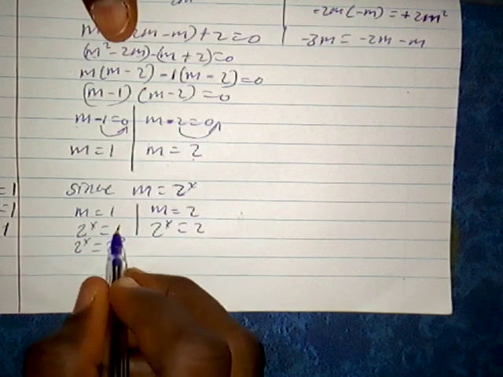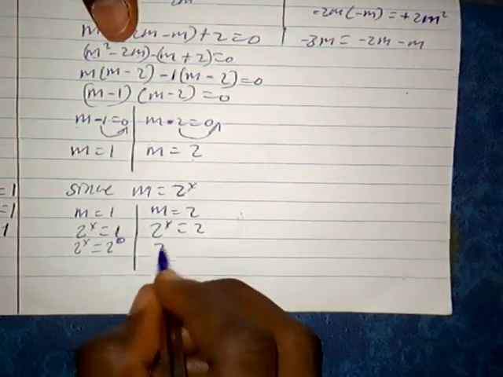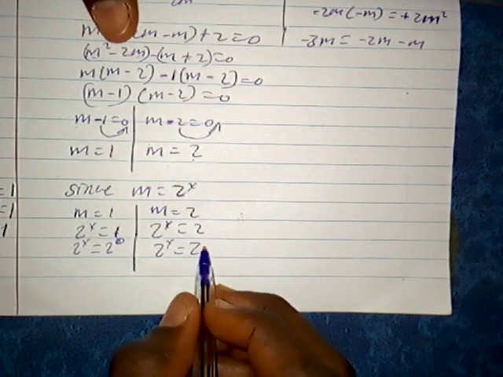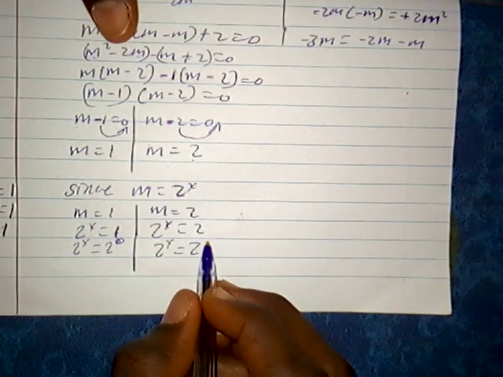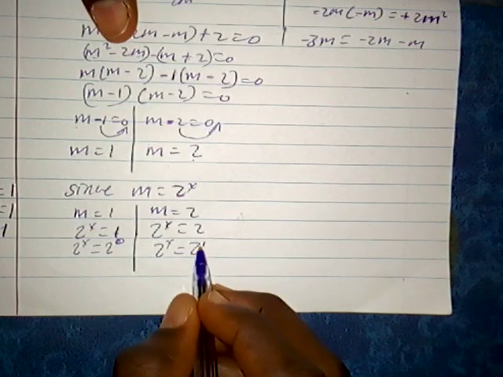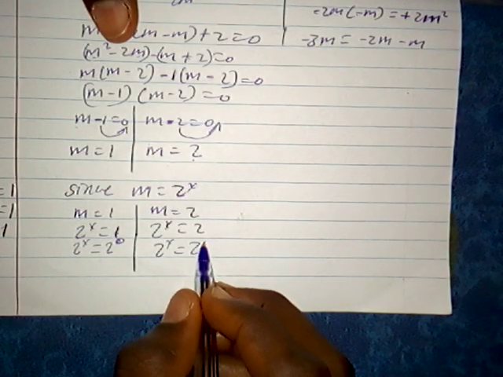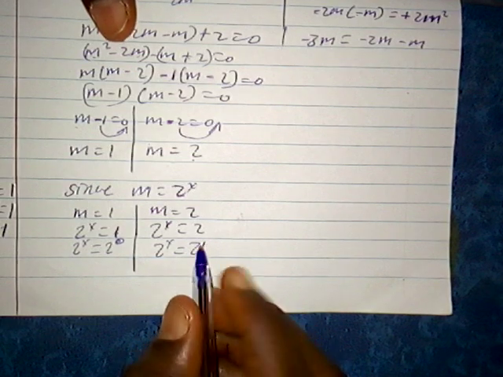So 2 raised to the power x equals 2 raised to the power 1. Any number that stands alone has a positive power. It has an invisible positive power of 1. If you don't understand this, go and watch my video on algebra. I precisely taught on that.